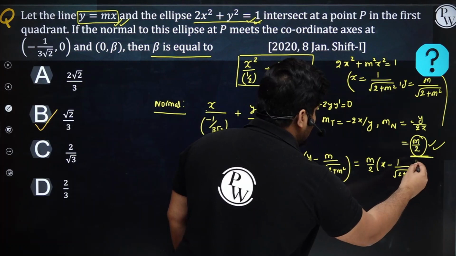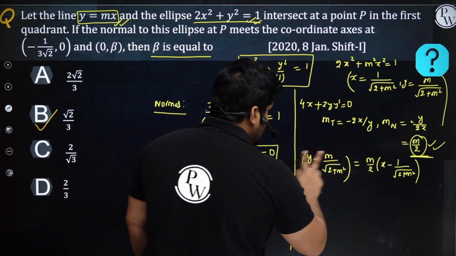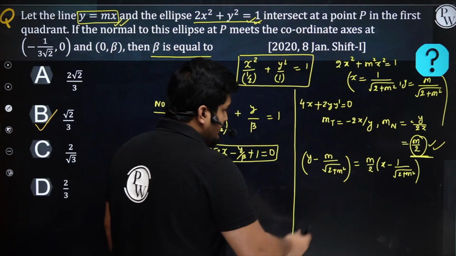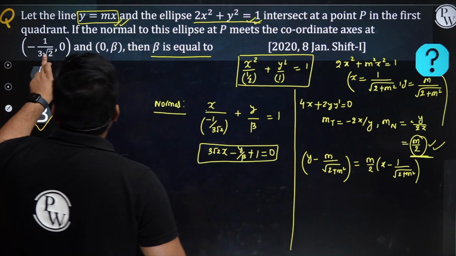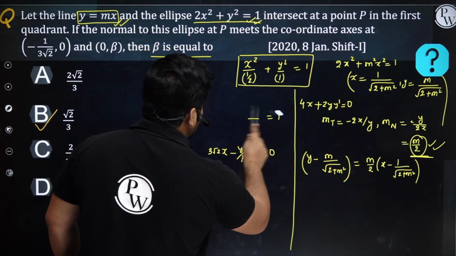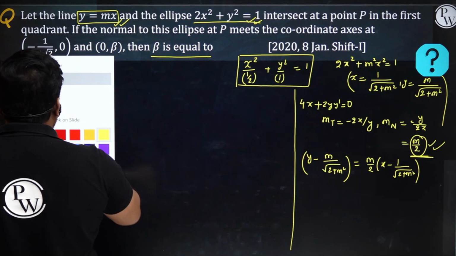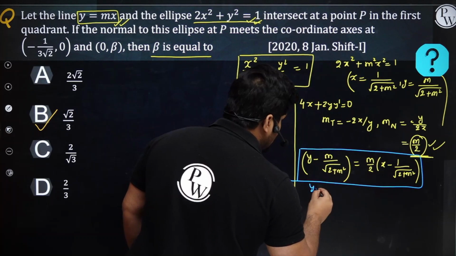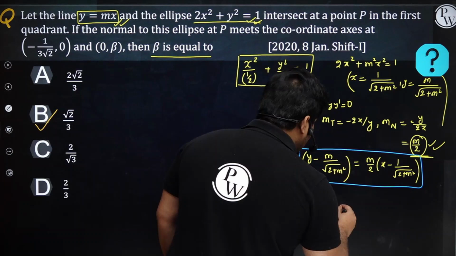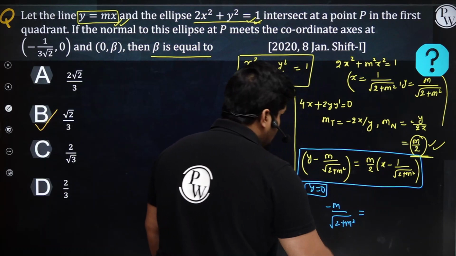Also, these two are similar equations. So if I try to find the relation with minus 1 upon 3 root 2, you see the x intercept is given as minus 1 by 3 root 2. So in this given equation, if I put y equal to 0, then minus m upon square root of 2 plus m square will be equal to m by 2 into x is how much?